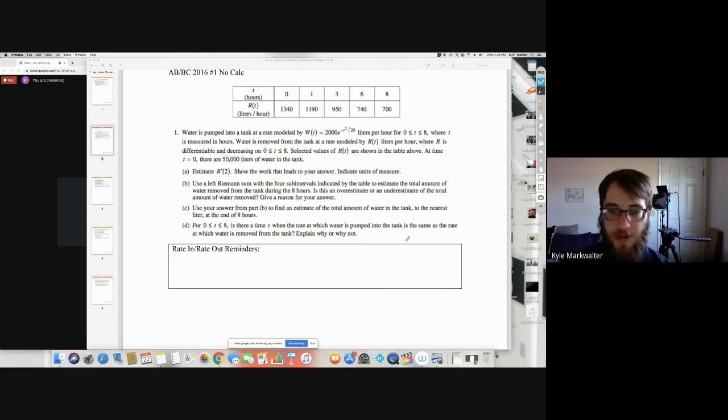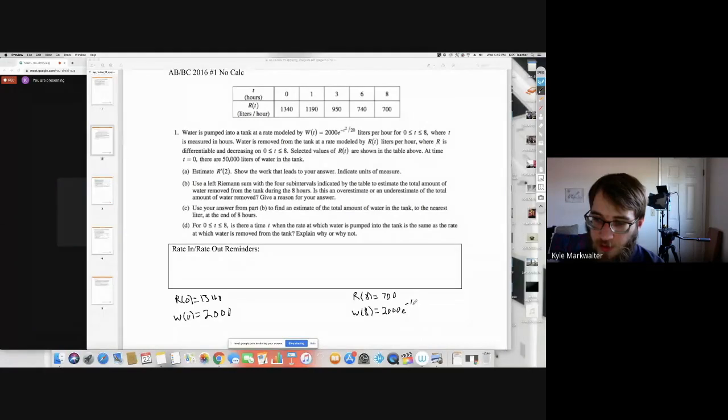Let's see. What do we know about the rate in? Well, let's start with the rate out, R of 0. We know the rate coming out of the tank at the very beginning was 1340, right? R of 8 was 700. What about the rate coming in at the beginning, W of 0? What's W of 0? W of 0 would be 2000 e to the 0.